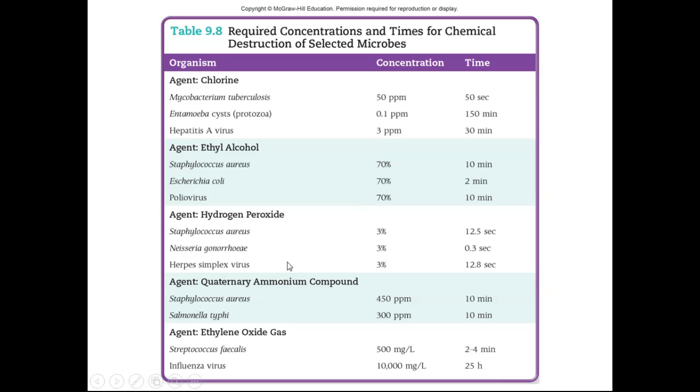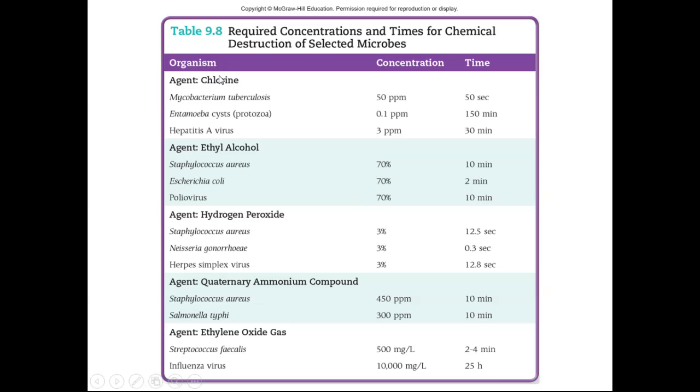If we're looking at a quat, a quaternary ammonium compound, at low concentrations, it takes a period of minutes, tens of minutes, to kill our microorganisms. And then ethylene oxide gas will take a wide time frame. It could be as short as 2 to 4 minutes or as long as 25 hours, depending on the kind of microorganisms that we're killing here. So the big trend I want you to take from this is that different chemical compounds at different concentrations take differing amounts of time to kill different kinds of bacteria and microorganisms. Generally speaking, most individuals like to err on the side of caution.